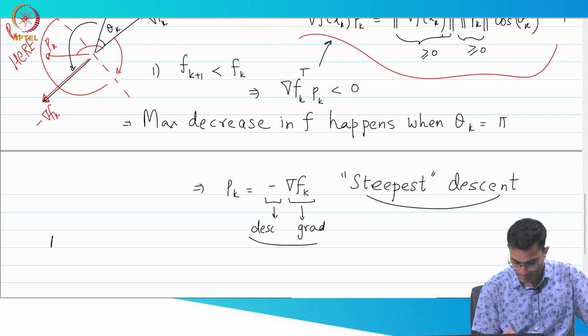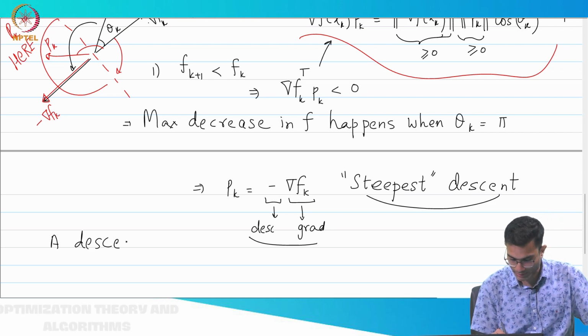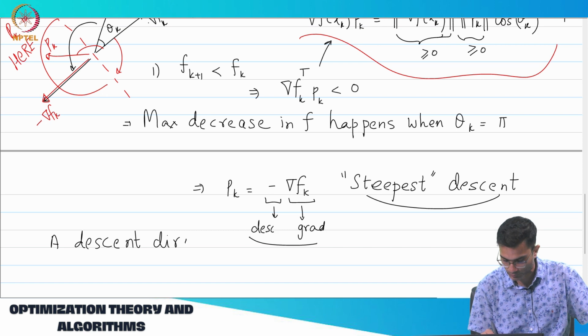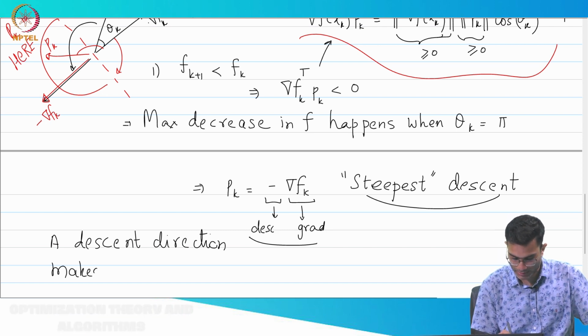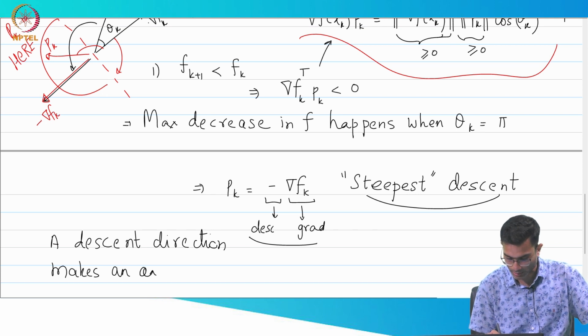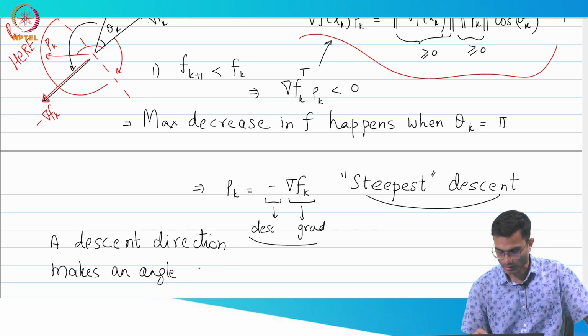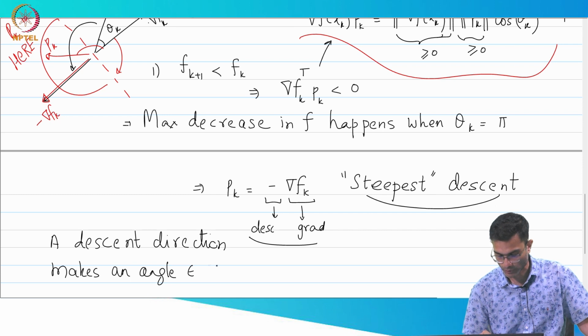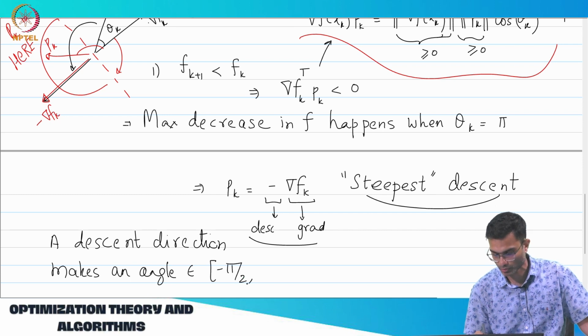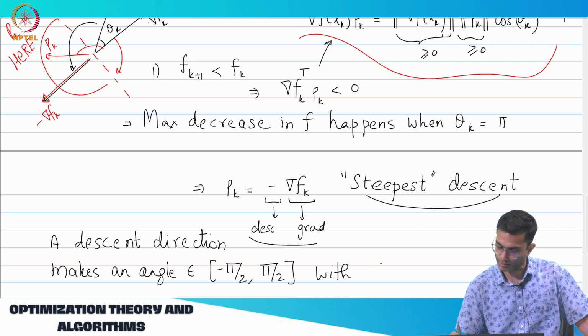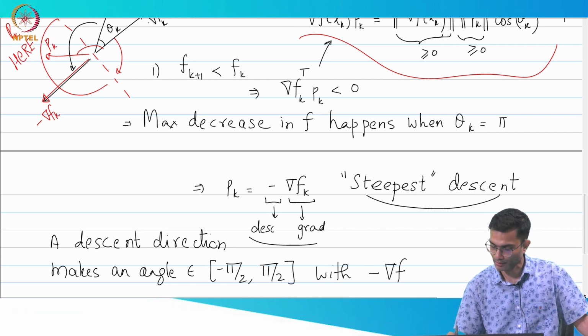A descent direction makes an angle belonging to minus pi by 2 to pi by 2 with minus grad fk, right.